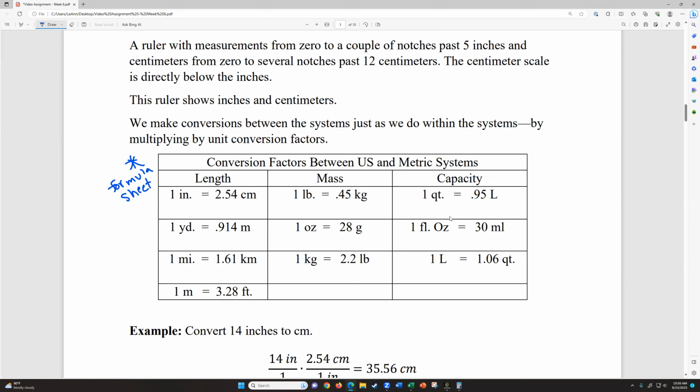Now these should all be approximately equal. It just did not format that correctly, but if you look on your formula sheet, I believe it does have the approximates. 1 quart is about 0.95 liters. 1 fluid ounce is about 30 milliliters, and 1 liter is about 1.06 quarts. So length is how long is something, mass is weight, and capacity is how much can something hold, like our water bottles and things like that.